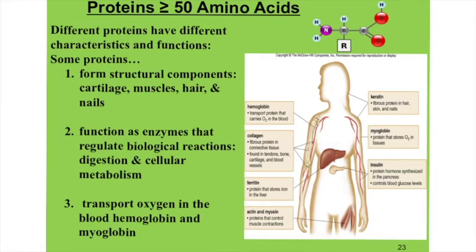Okay. Keratin is a fibrous protein found in hair, nails, and skin. Myoglobin helps store oxygen in tissues. And insulin is a protein that helps control blood sugar levels in your body. So there are lots of different types of proteins, and they have lots of different functions.